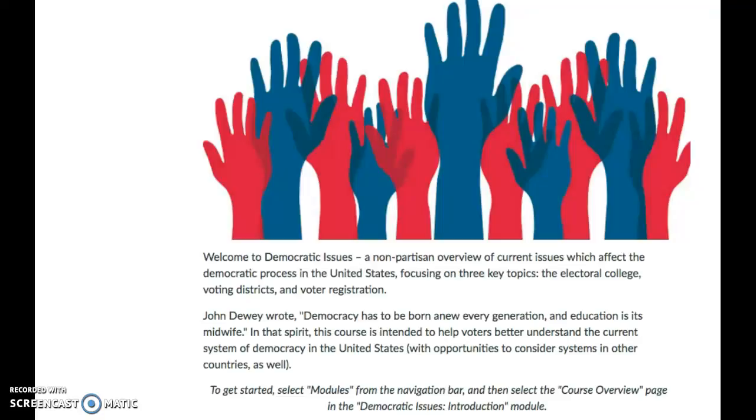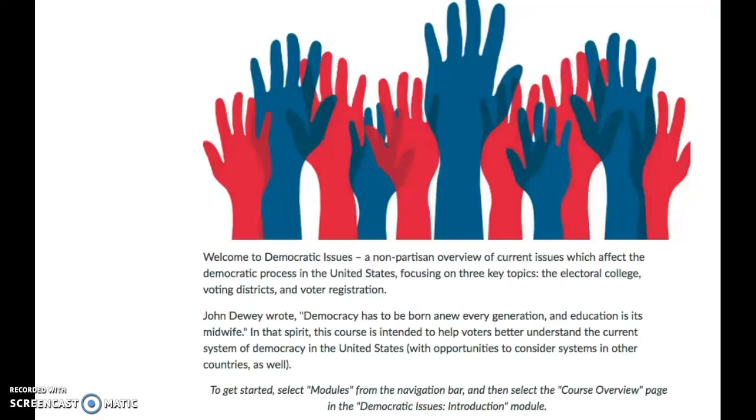John Dewey wrote, "Democracy has to be born anew every generation, and education is its midwife." In that spirit, this course is intended to help voters better understand the current system of democracy in the United States, with opportunities to consider systems in other countries as well.